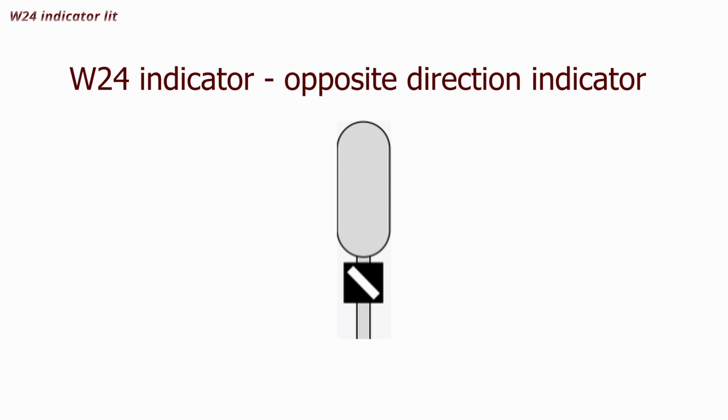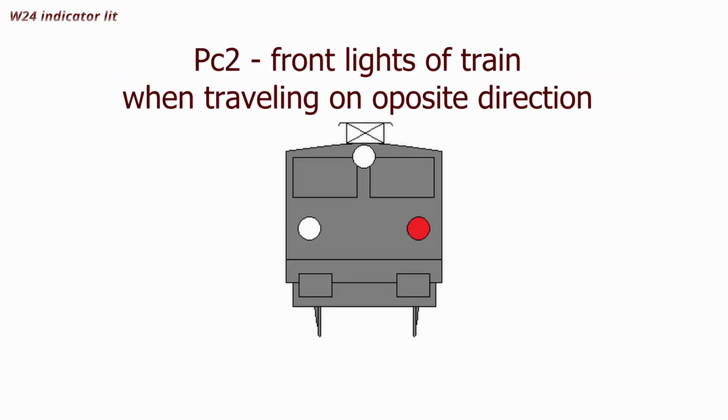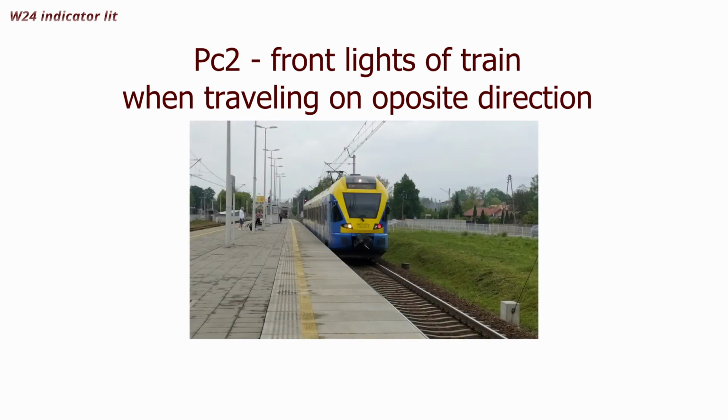There may be the W24 indicator lit under the semaphore, indicating that the train will continue on the left track. Just like on Polish roads, right-hand traffic applies on railways. The need to drive on the left track is an exception, and the W24 indicator informs about such a situation. For safety reasons, the driver should turn off the white left light at the front of the train and turn on the red light in its place when traveling on the wrong track.